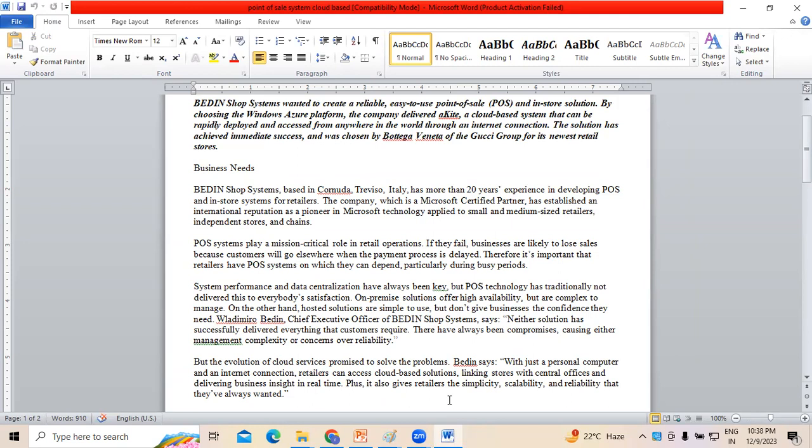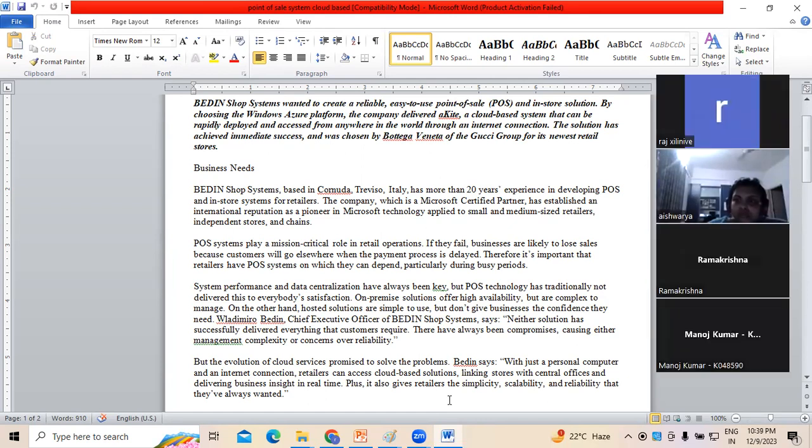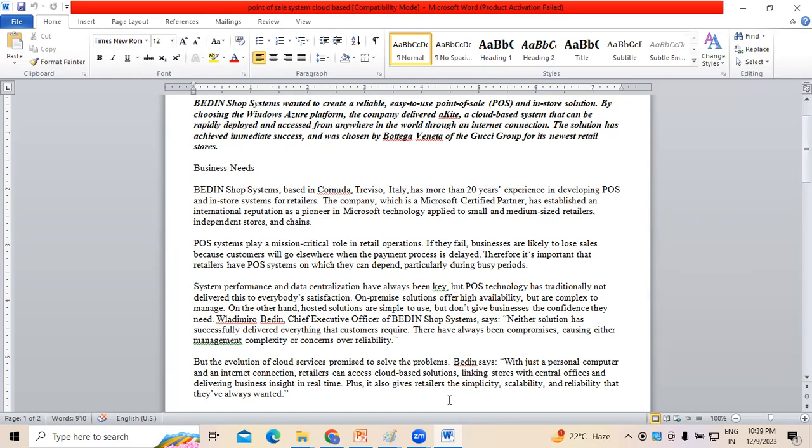There is an organization called Bidding Shop Systems. It's a product-based company, I can say. These people have experience in providing in-store solutions for a very long time. In-store solution means, let's say you take any retail store. This retail store has different departments, right? They have a billing department, an inventory management system, and even payroll management. HR department will be there, finance, right? So different departments will be there.